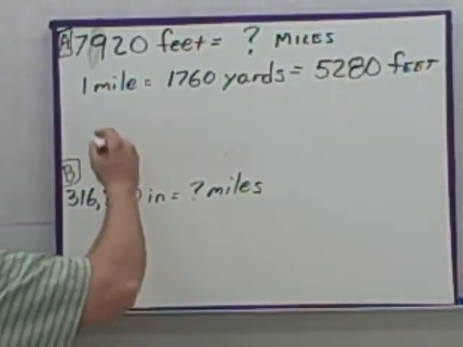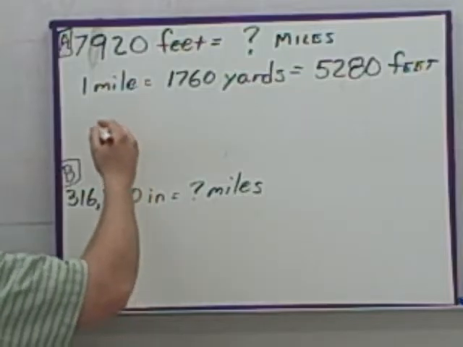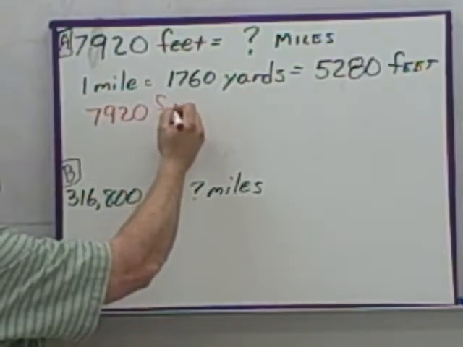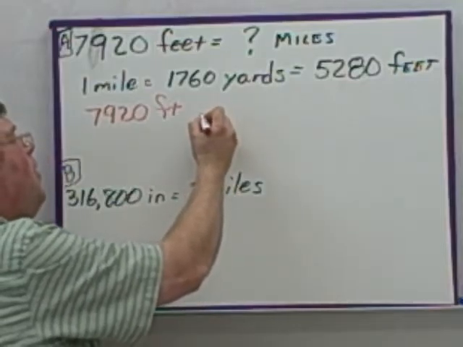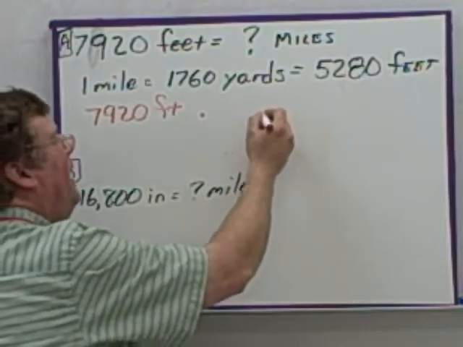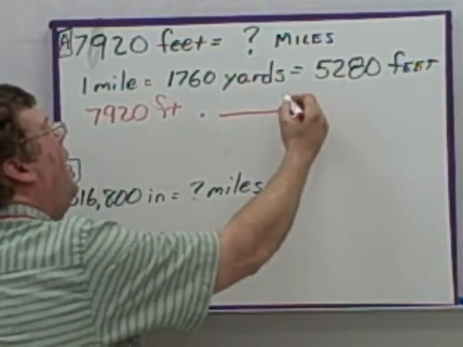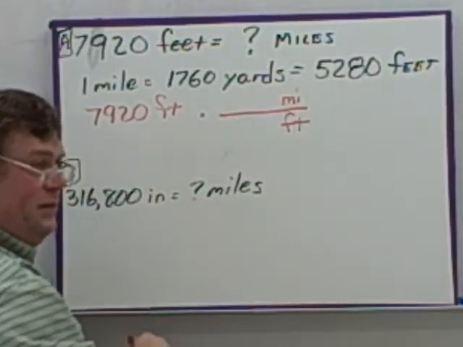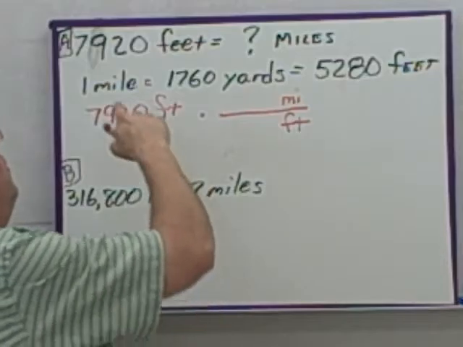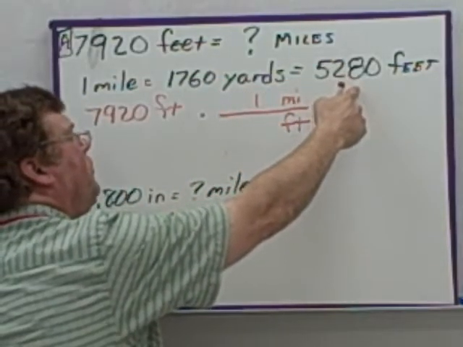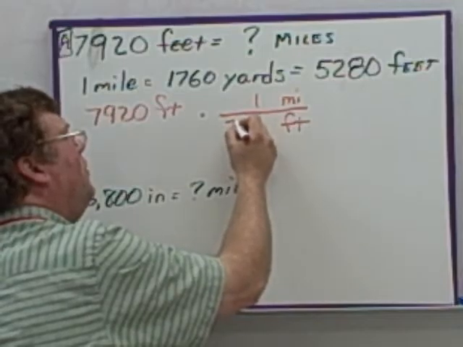So how are we going to convert this? Well, I said we need to multiply by a fraction. So we're going to take our 7,920 feet. We're going to multiply that by a fraction that has feet on the bottom and miles on the top. 1 mile, 5,280 feet. These two are equal.